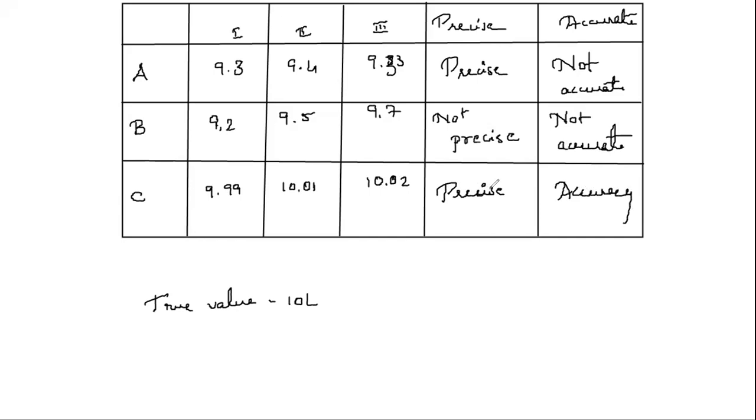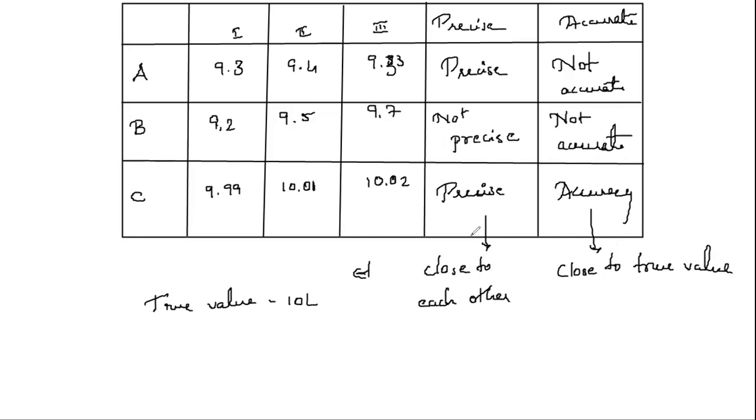So precise means how the three values are related to each other. Are they very close to each other? Closeness of the three values, 3 or 5, whatever number of experiments or set of readings you have taken. If there are only 2 readings, you will consider 2 readings. How the readings are close to each other. Accuracy refers to how near they are to the true value. So accuracy means how close they are to the true value. Precision means how close they are to each other. So precise, there's a hairline difference.